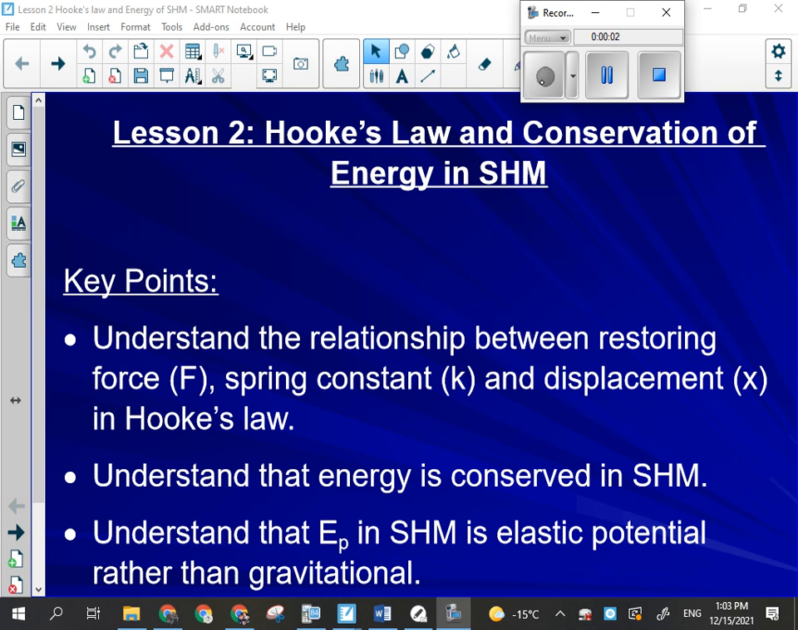All right, so yesterday we were going over... not yesterday, day before yesterday we wrote a test. Day before yesterday, we were going over simple harmonic motion, the basics of simple harmonic motion.